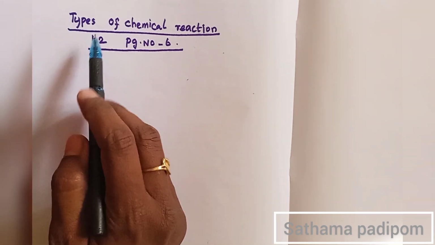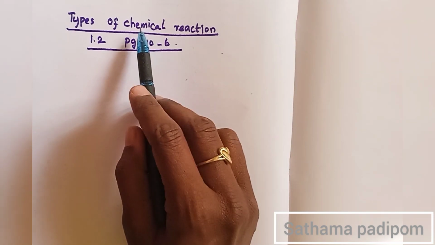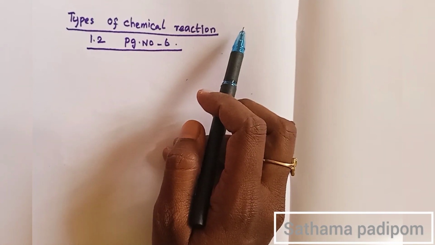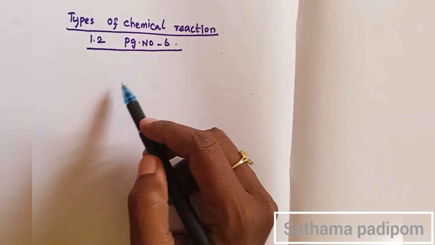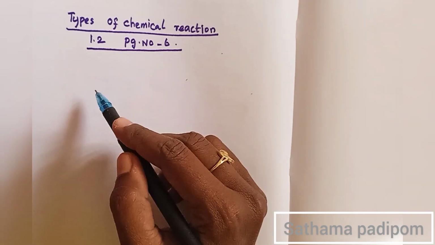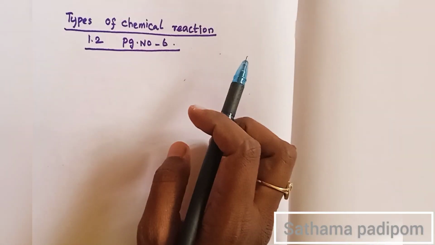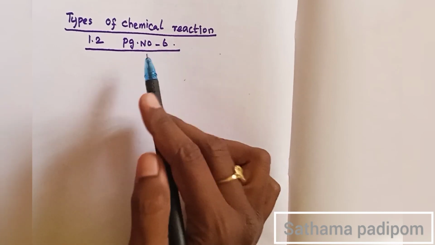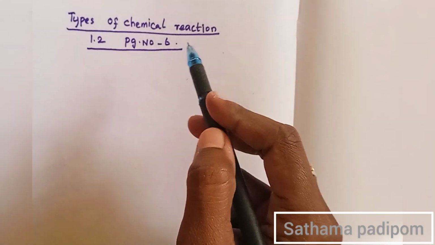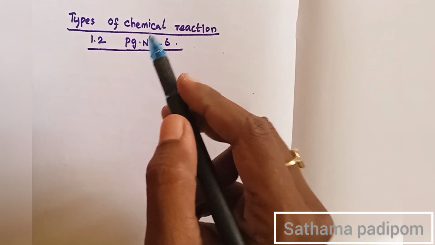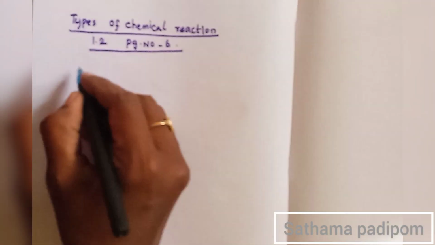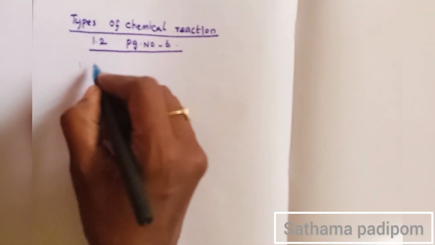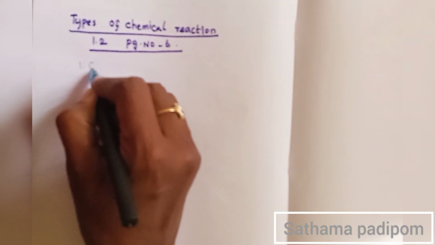Okay, so you know how a chemical reaction takes place: the reactants combine together and form the product. Okay, so likewise it will happen. So here, what types are there in the chemical reaction? So the first one is combination reaction.